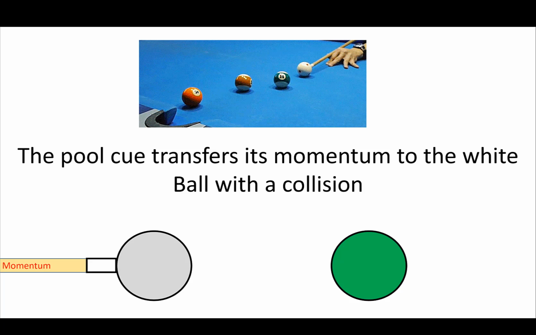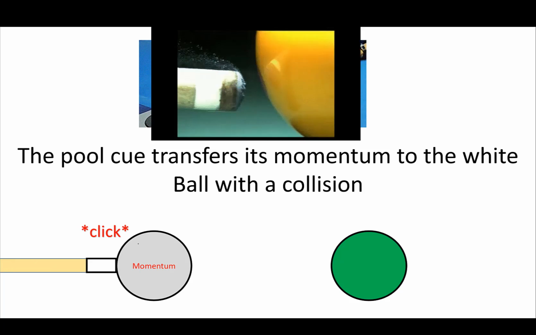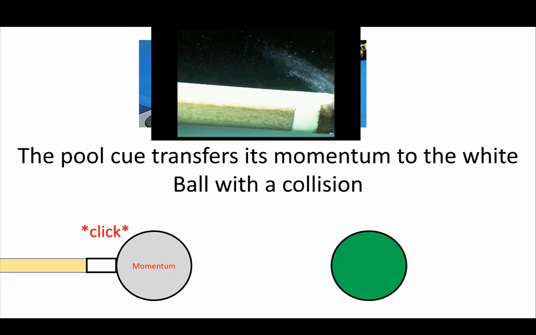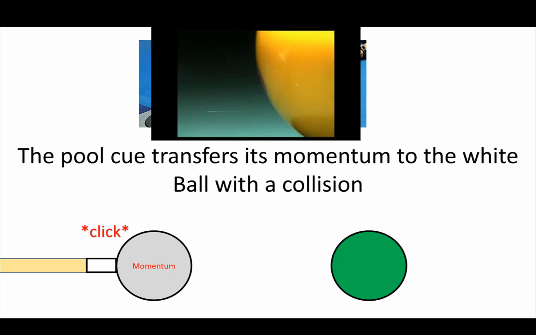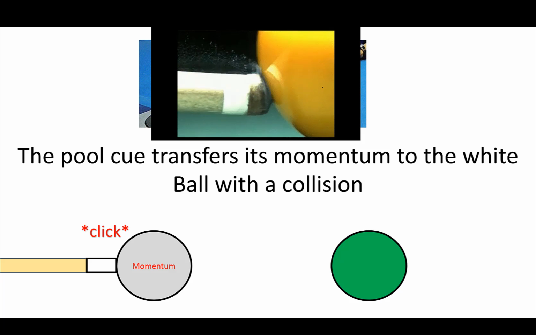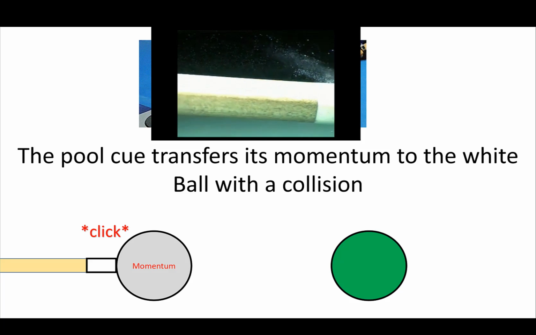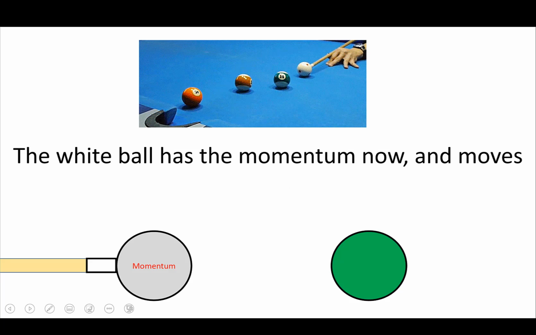Then the pool cue transfers the momentum to the white ball with a collision. So the cue hits the ball and it transfers the momentum over. You can hear this in the click. You can also see it right here. Look at the end of the pool cue. It's moving pretty quickly, but then it slows down when it hits the yellow ball. The yellow ball moves forward, this thing slows down because the ball stole some of the momentum. So now the white ball has some momentum, which is why it moves over. Because now it has some velocity, because it has that momentum, it moves.